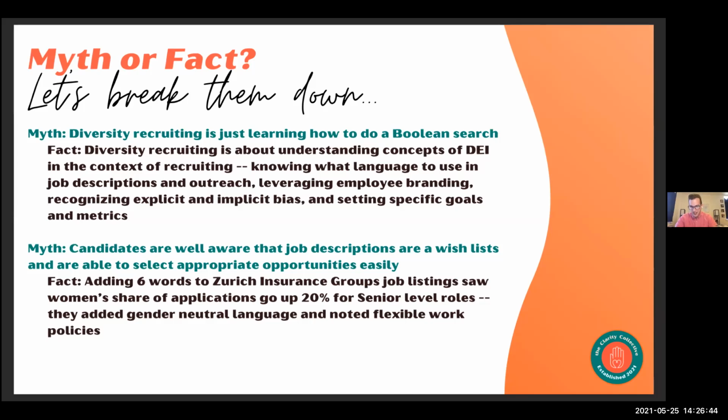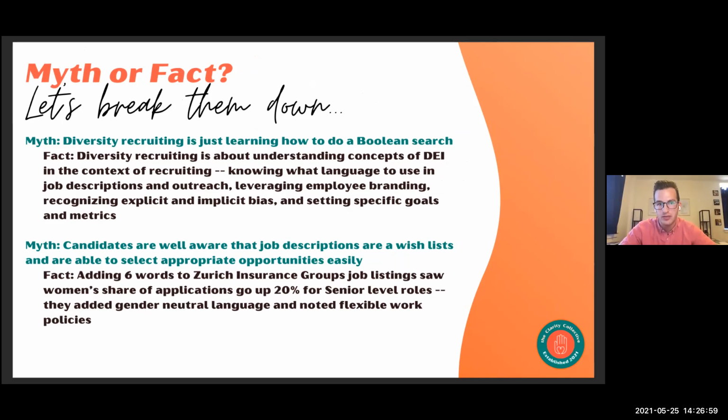Sorry to any hiring managers tuning in, but recruiters know that job descriptions can be wish lists to some extent or have extras on there, but job seekers are not always on the same page. So again, using gender neutral positive language is really key, as well as helping hiring managers nail down the specific qualifications that they are targeting during your initial meetings and intake calls.